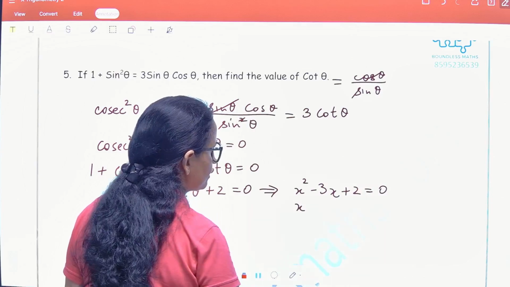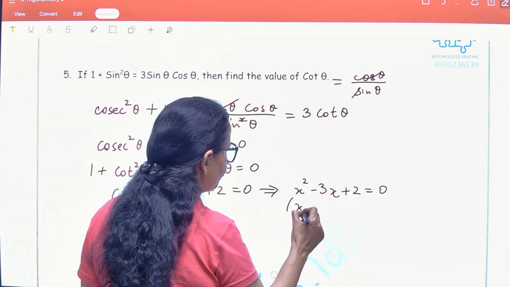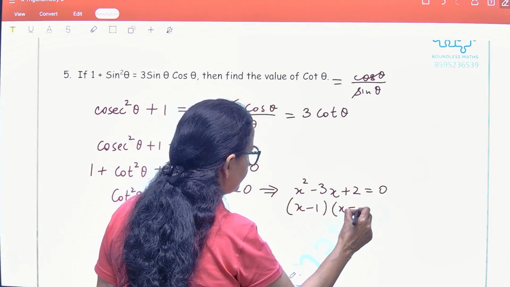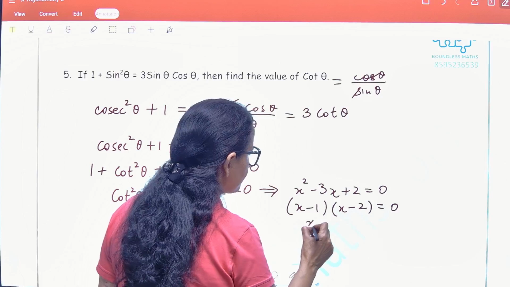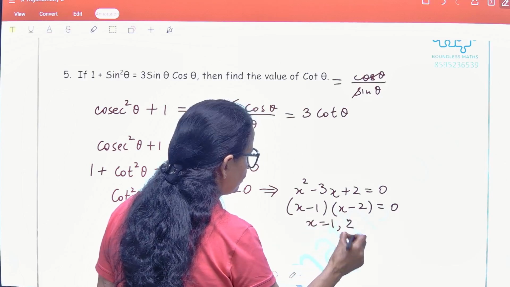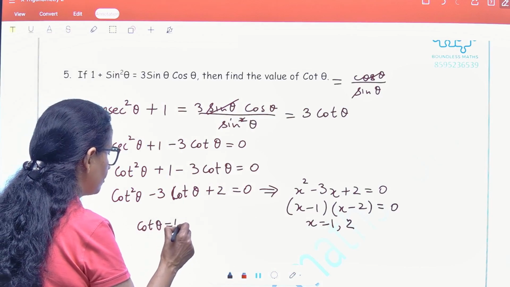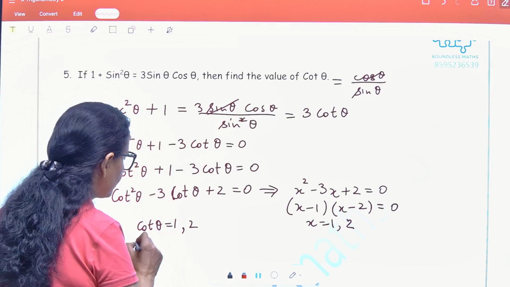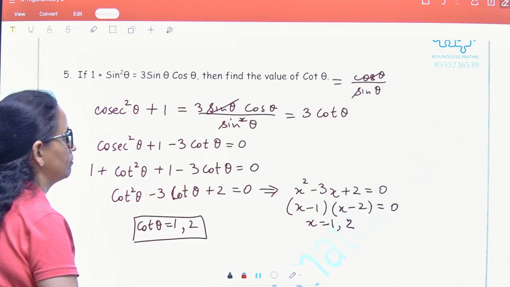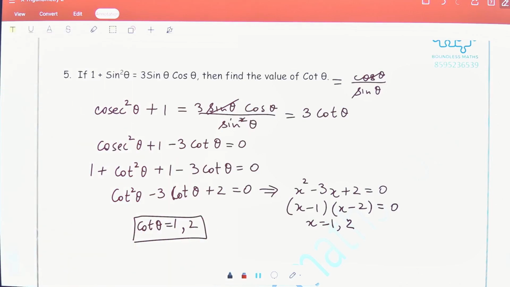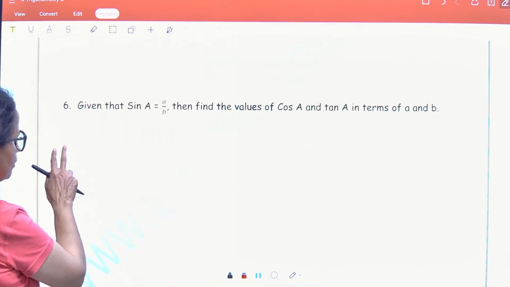You can factorize this by splitting the middle term, and the two factors will be x minus 1 and x minus 2. So that means the values of x are 1 and 2. This means that the value of cot theta is 1 and 2. So these are the two values of cot theta. Understood? Wonderful. So let's move to the next question.